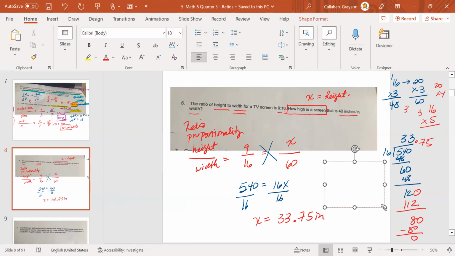So to answer the question that you have here, Emma, it says, how high is a screen that is 40 inches in width? The height of the screen is 33.75 inches with a 40-inch width screen. And that's sufficient. That's your answer for this question.